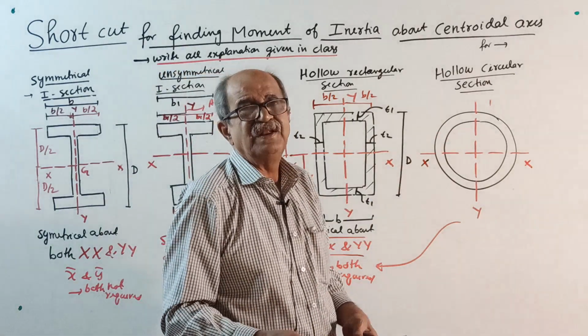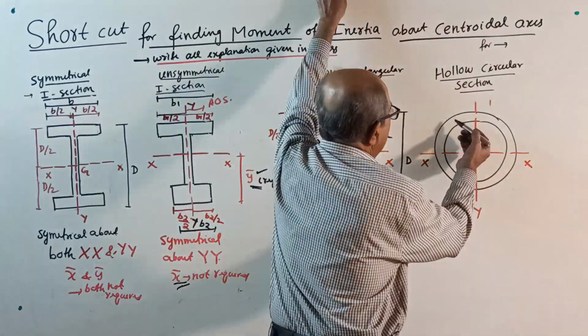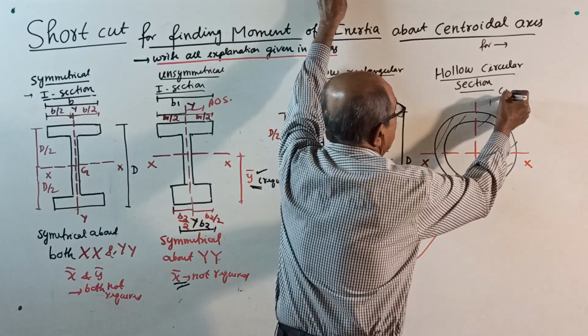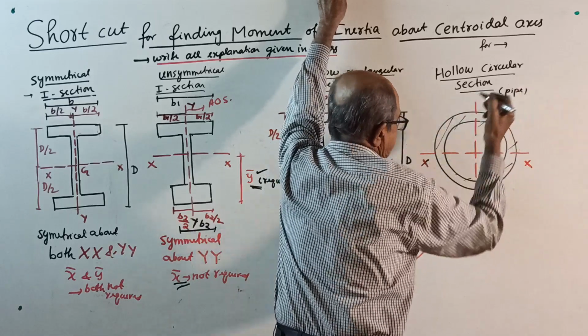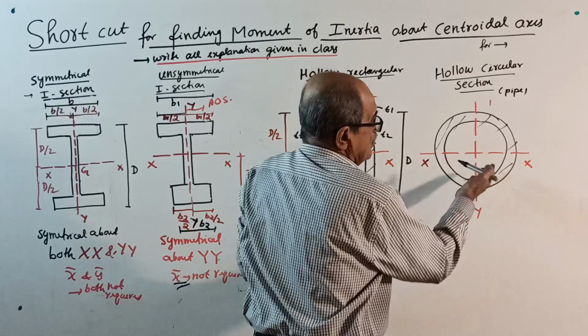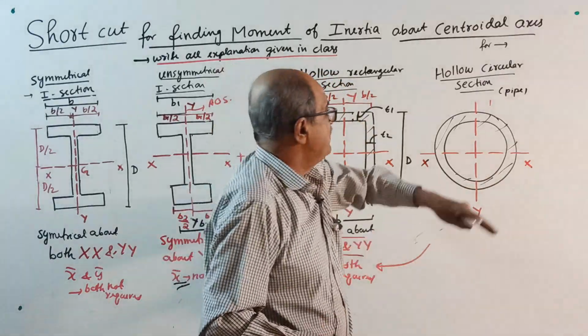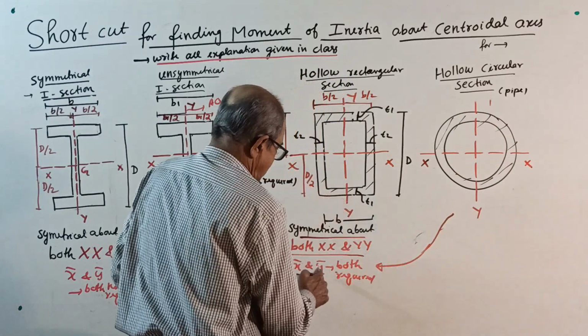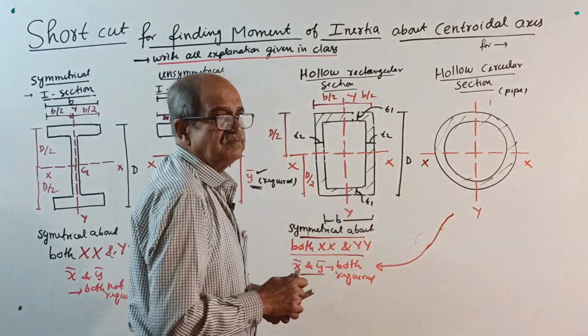Hollow circular section, that is very simple to understand. See, this is a hollow circular section, or sometimes they call it a pipe section. Pipe section. Here, not required. That's all. Sketch only will tell you it is symmetrical about xx, yy. Again, here also, same statement: x bar, y bar not required.